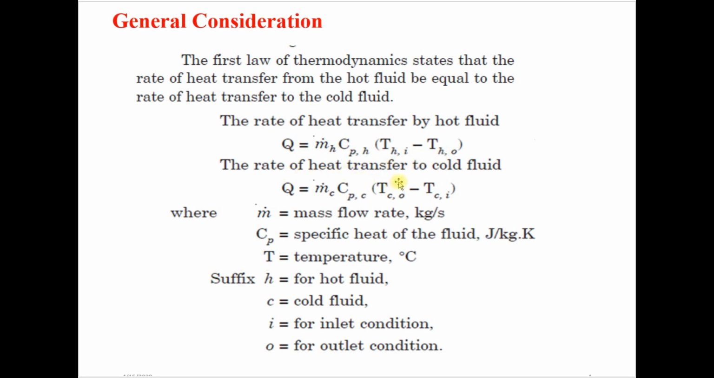The rate of heat transfer to the cold fluid is given by Q is equal to m dot c Cpc (Tco minus Tci). m dot is the mass flow rate in kg per second, Cp is the specific heat of the fluid in joule per kg Kelvin, T is the temperature in degree Celsius, suffix h stands for hot fluid, c stands for cold fluid, i for inlet condition, o for outlet condition. Sometimes instead of this we will use 1 and 2 as notation.